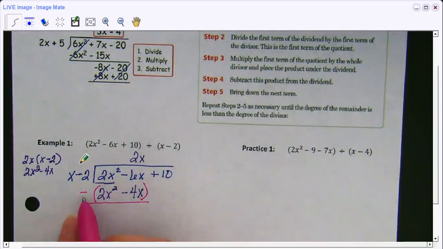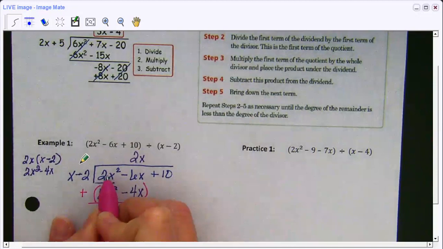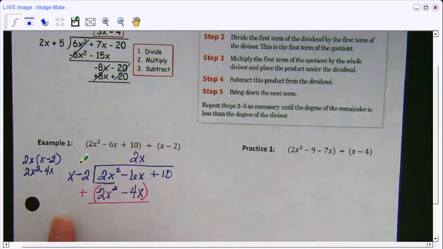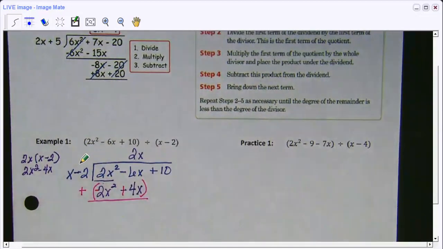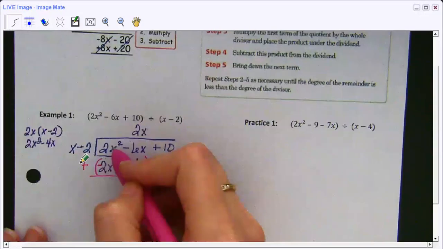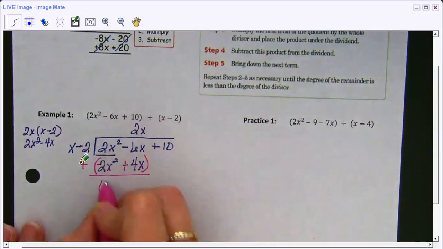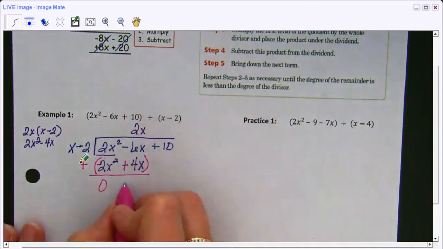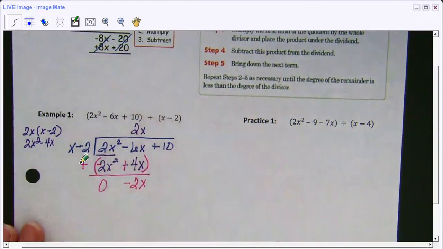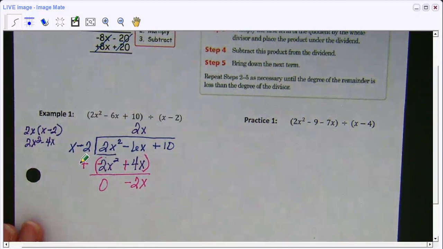So I'm going to change this to addition, and I'm going to take 2x squared minus 2x squared and -6 plus 4x. So you're flipping the two signs because you're subtracting them. When I subtract this part, I get 0. And then when I combine these terms, I get -2x. Okay, but I want to make sure everybody gets that part.